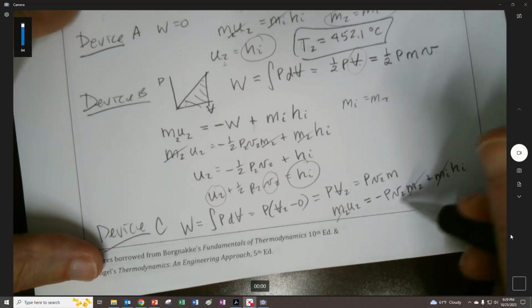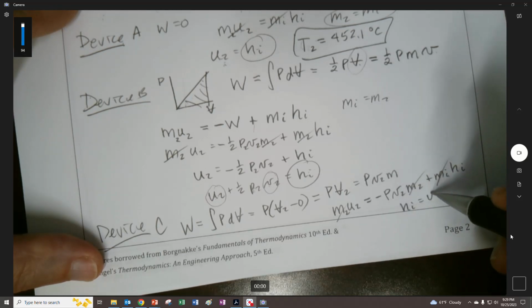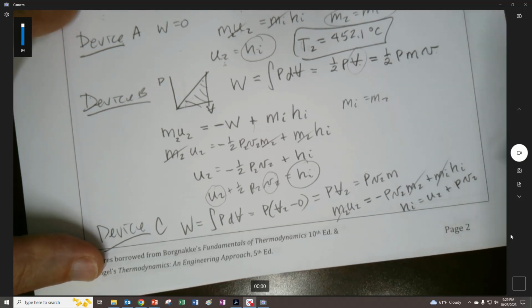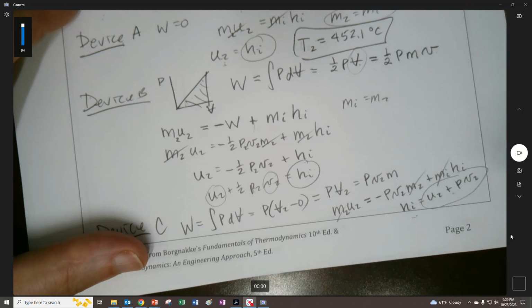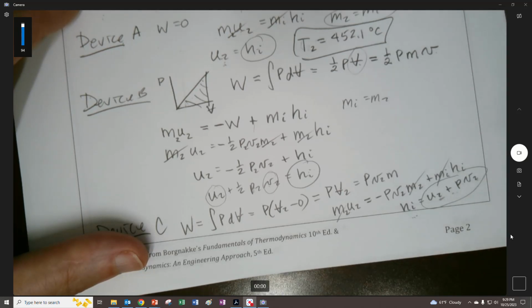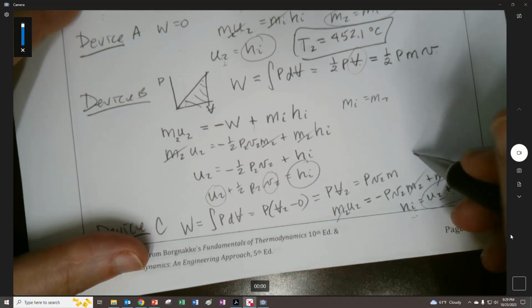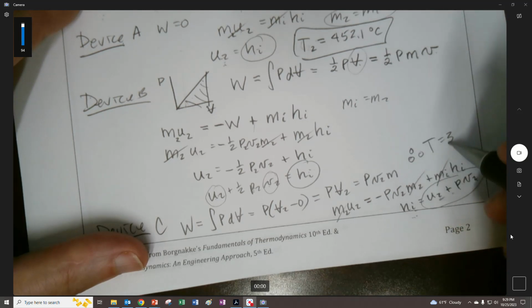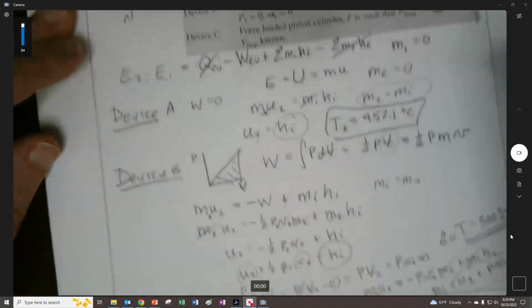And what you're left with here, you could rearrange this and go H I is going to be equal to U2 plus P V2. And that ends up being the definition of enthalpy. Right, so this is the enthalpy. This would be U2 plus P times V2, which is the definition of H2. So what we find out is H1 equals H2, and therefore the temperature must be equal to 300 degrees Celsius. Did you follow that? Try it again.